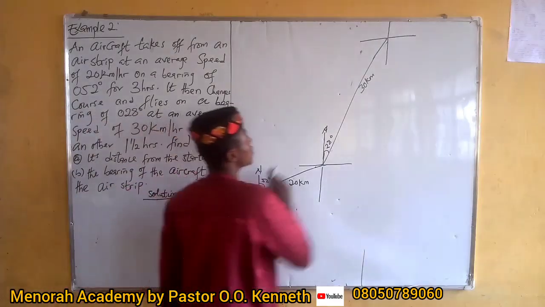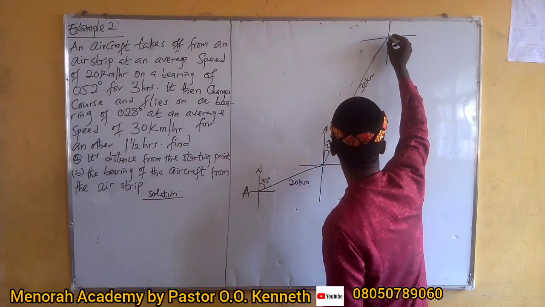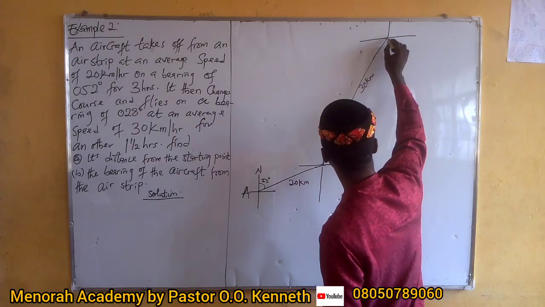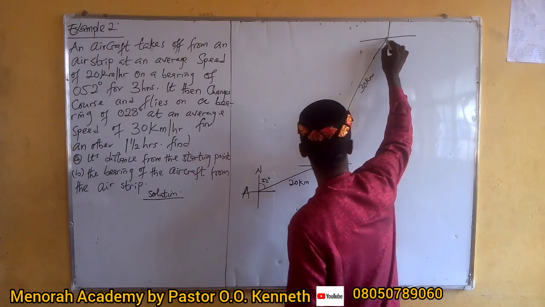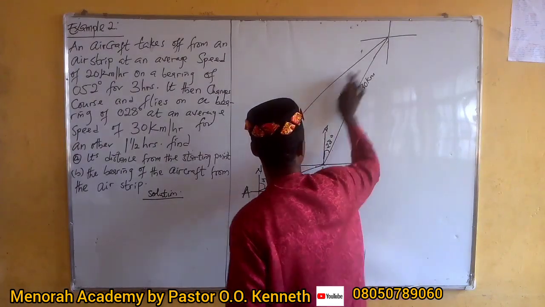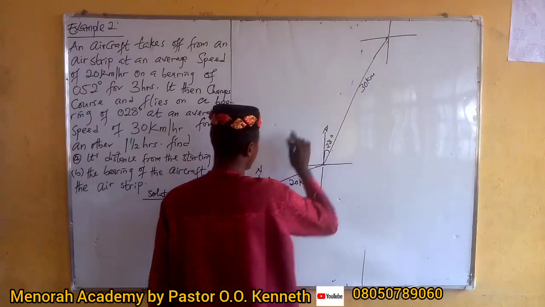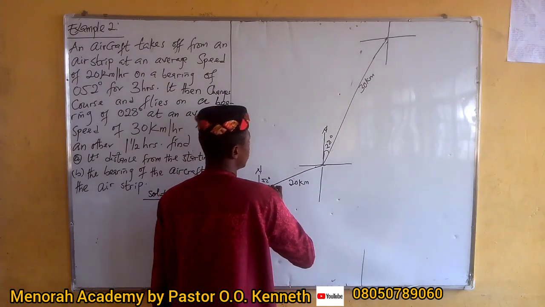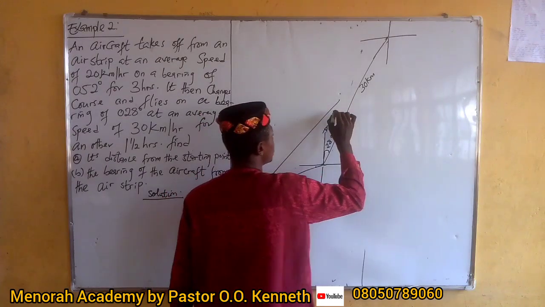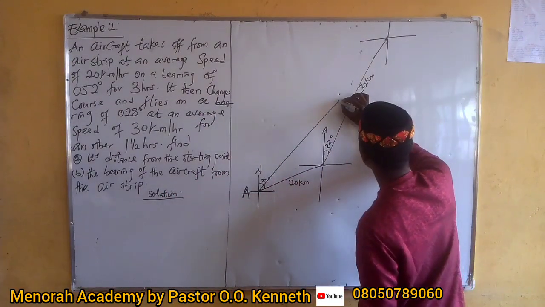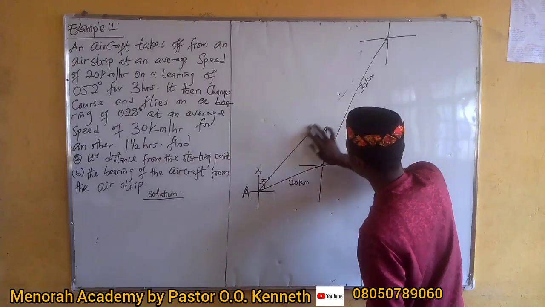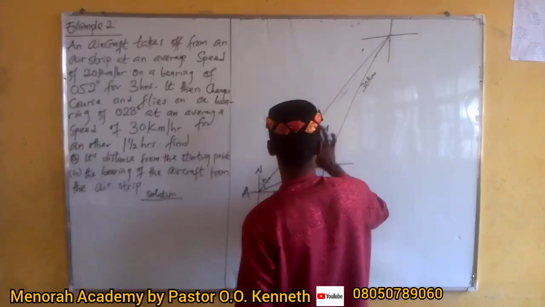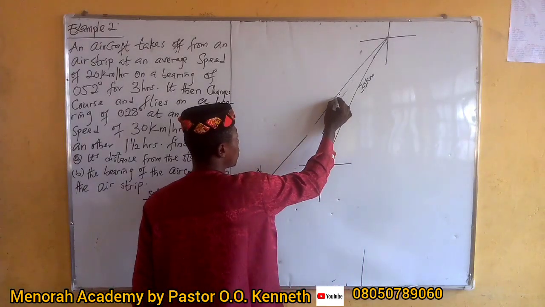So this is the starting point. We are asked to find this distance here from the starting point. So this starting point, you have to join. Please, if you are using paper, you can use your ruler. The ruler will make it more straight. So please use your ruler to be more straight than my own.